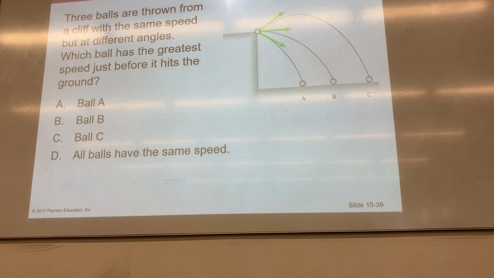Did we see this? Okay. Here is a concept again. Three balls are thrown from a cliff with the same speed but different angles. We have seen some chapter like this. Which ball has a greater speed just before it hits the ground? At different angles.